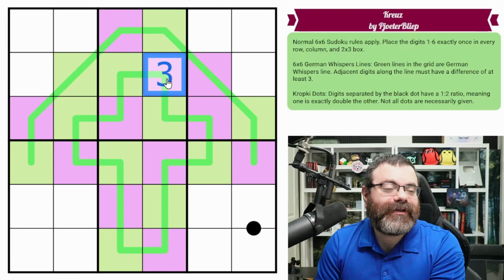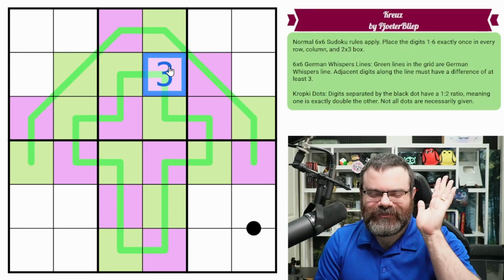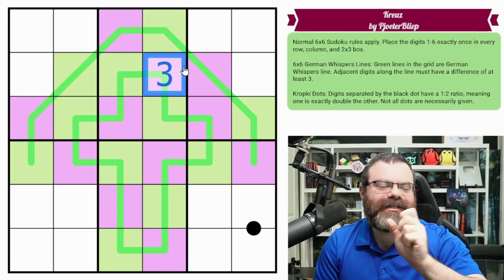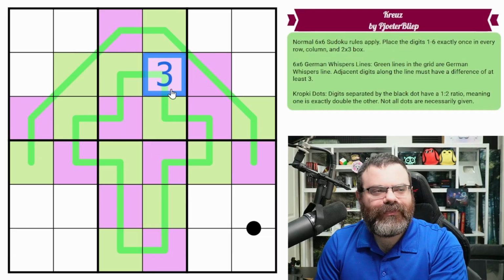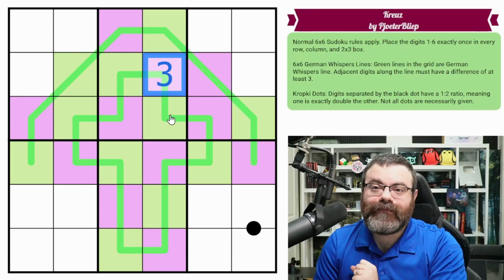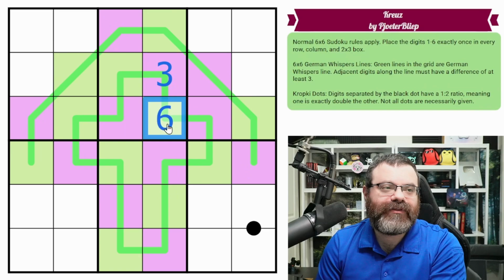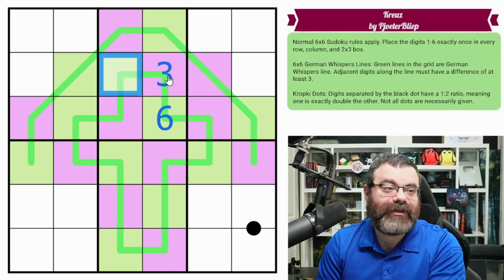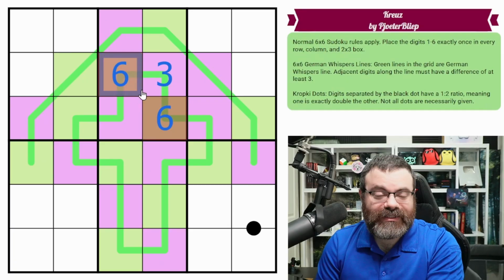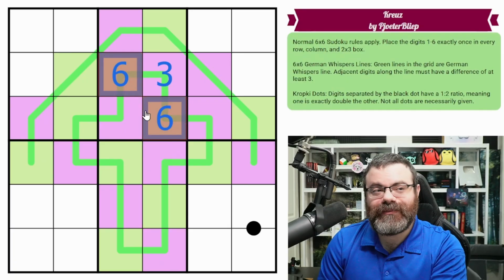So if this digit were 3, we would break the puzzle because 3 has only one buddy. 3 can only go with 6. If we want a difference of 3 from 3, you can only put 6. This is perfectly fine. But now look at this pair here. This is also next to a 3, the same 3, so it also has to be a 6. And now we have put 2 6s in this box.